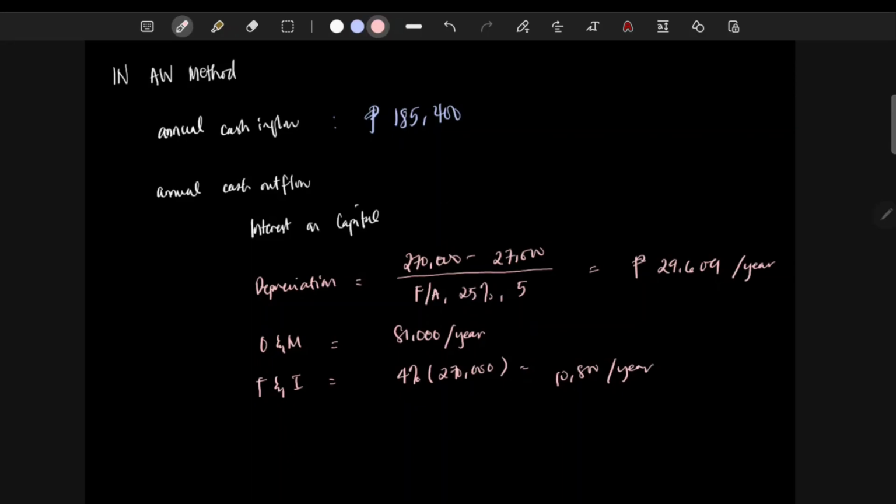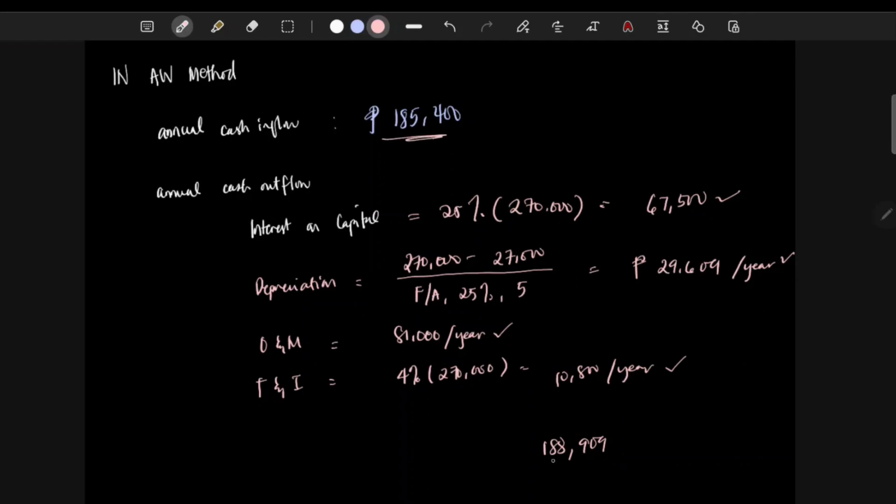Then you have to include in the cash outflow the interest on capital. Since the expected return of the company is 25%, the interest on capital must be 25% of the first cost or the initial investment of 270,000. So 25% of that is 67,500. So you add all this, the total would be 188,909.